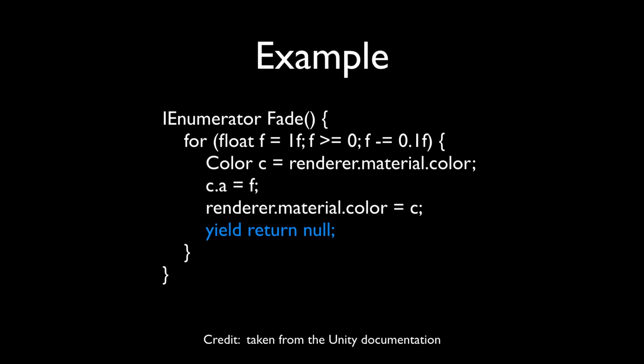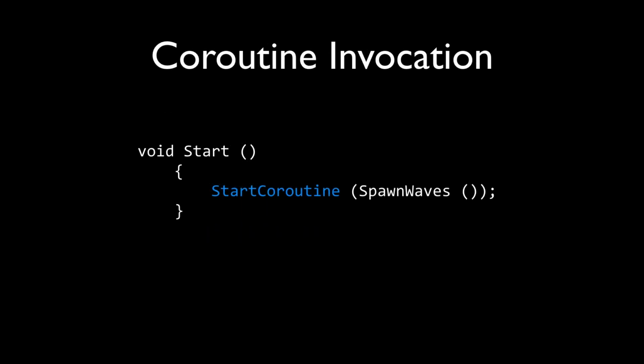If you actually want to use it, you have to use a particular method call called start coroutine. And I basically borrowed this example from, again, the Unity documentation, spawn waves, which has nothing to do with fading. But I wanted to point out spawn waves because when you did your intro class, you were required to make a game called Space Shooter. And Space Shooter used a coroutine to generate different waves of opponents.